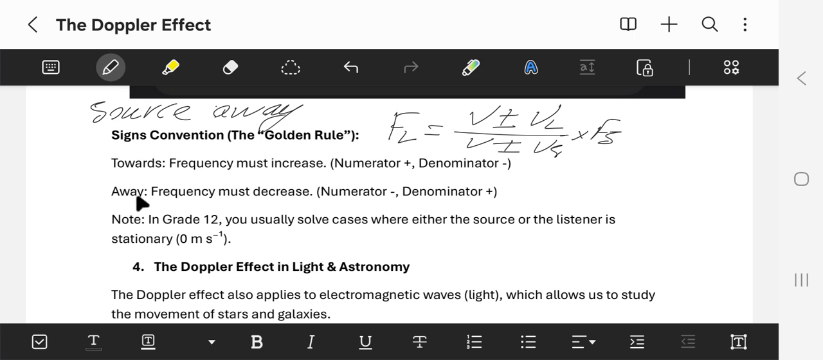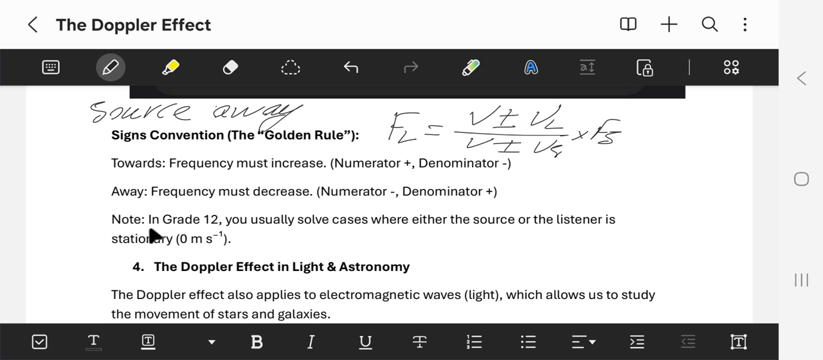And if we have a situation whereby the source or listener is moving away, then that means we are going to have our frequency decreasing. And if our frequency decreases, that means our wavelength will be increasing. And we see that the velocity of the listener, which is the numerator, will be negative, while the velocity of the source, which is the denominator, will be positive. Okay, so let's make sure that we understand that.